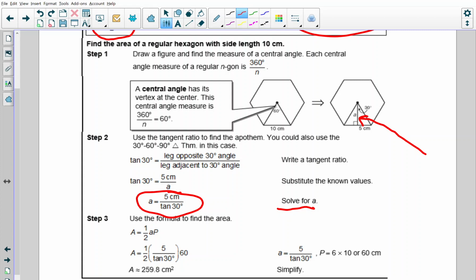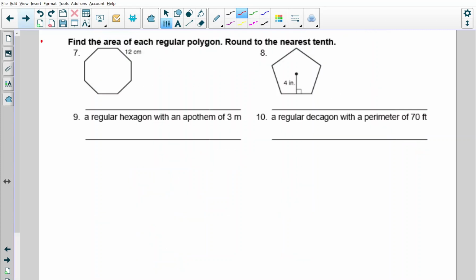I'm going to do a couple examples. All right, so this first one, find the area of each regular polygon, round to the nearest tenth. So we've got 12 centimeters, right? We know that an octagon has 8 sides, so 360 divided by 8 is 45 degrees for my central angle, right? This is 45 degrees.